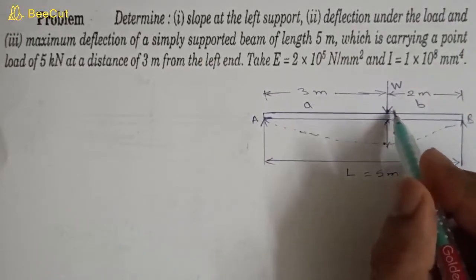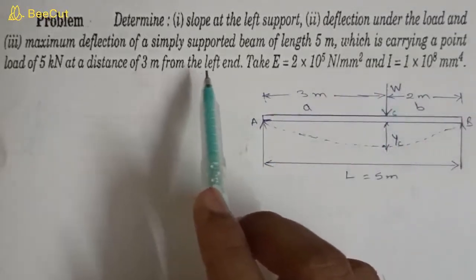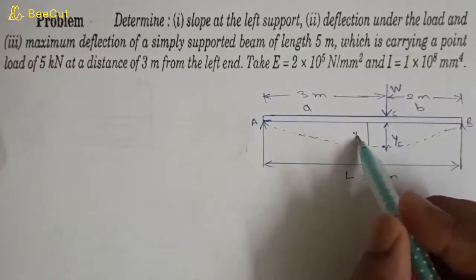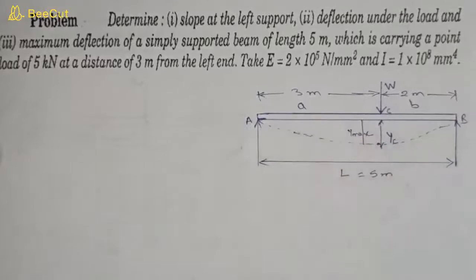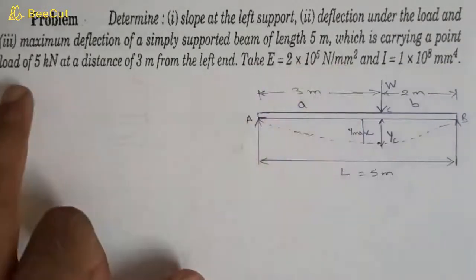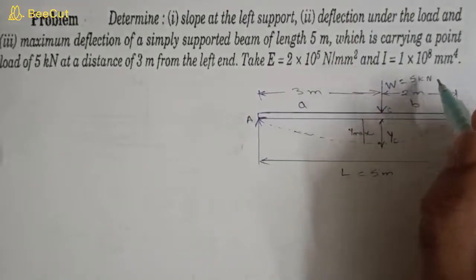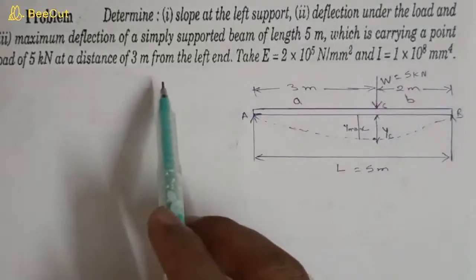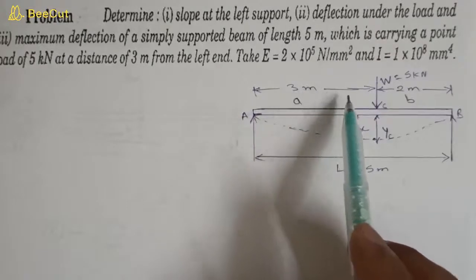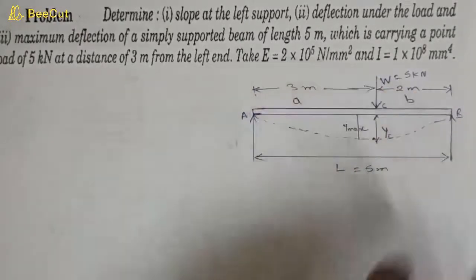Suppose this is point C, so we have to find YC, and maximum deflection of a simply supported beam. Suppose somewhere here maximum deflection is Y max, of length 5 meter, which is carrying a point load of 5 kilonewton. W is 5 kilonewton at a distance of 3 meter from the left support. So suppose this distance is A is equal to 3 meter and B is equal to 2 meter. Value of E and I are also given.